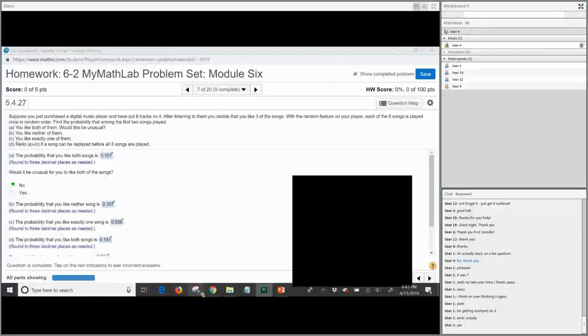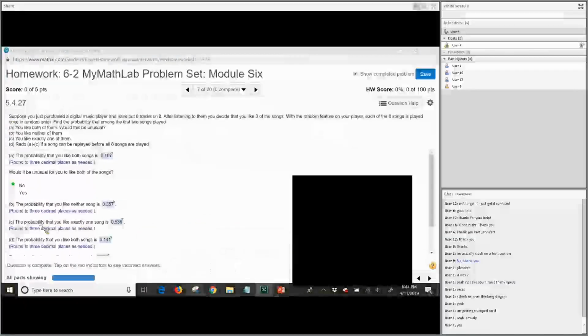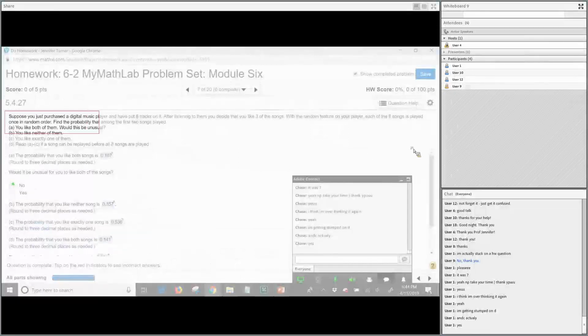So suppose you purchased a digital music player and have 8 tracks on it. After listening to them, you decide you like 3 of the songs. With the random feature on your player, each of the 8 songs is played once in random order. Find the probability that among the first 2 songs played, you like them both, you like neither of them, you like exactly one of them.